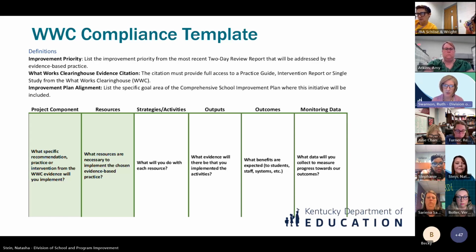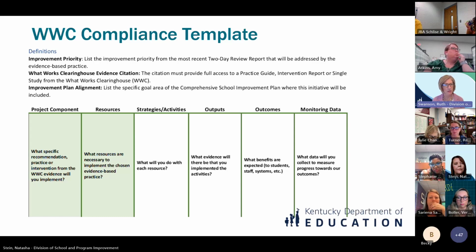We're also going to ask you to think about, as we've already talked about, that this needs to be aligned to your improvement plan. So we want you to list on here what specific goal area of your CSIP this initiative is going to be included in.